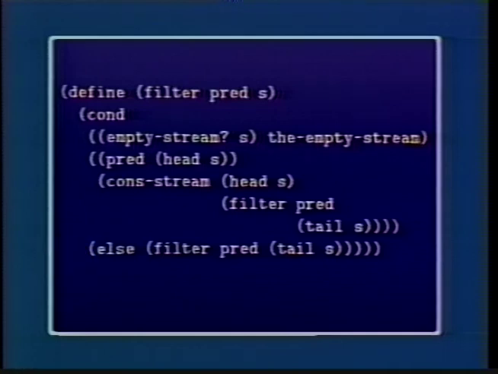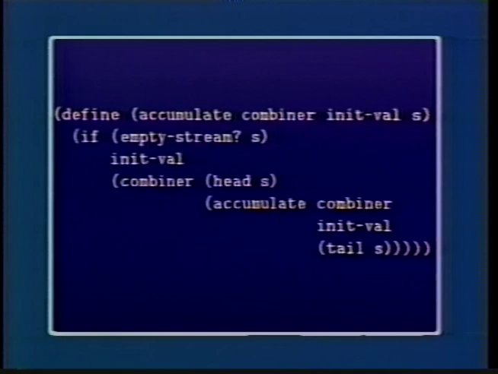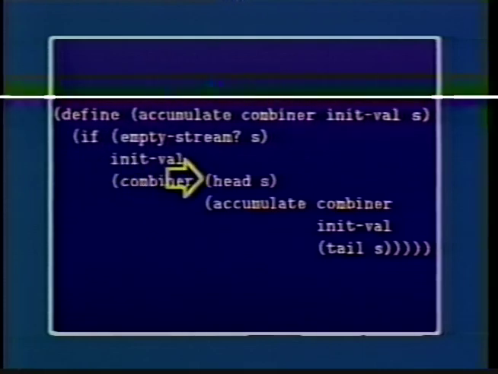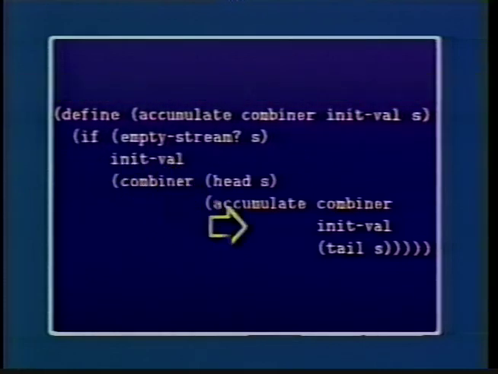Let me run through a couple more rather quickly. They're all in the book, and you can look at them. Let me just flash through. Here's accumulate. Accumulate takes a way of combining things and an initial value in a stream and sticks them all together. If the stream's empty, it's just the initial value. Otherwise, we combine the head of the stream with the result of accumulating the tail of the stream starting from the initial value.